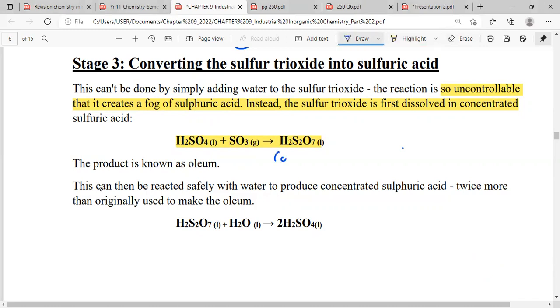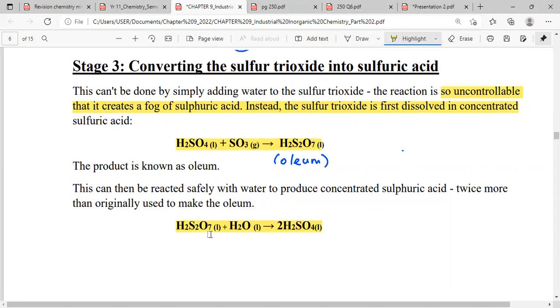Now this oleum formula is quite easy to remember. We just have to add up all the atoms here. 2 hydrogen, 1 + 1, 2 sulfur, 4 + 3, 7 oxygen. So this is the formula for oleum. Sulfur trioxide is dissolved in sulfuric acid to form oleum. The oleum is then diluted with water to form 2 times more sulfuric acid.